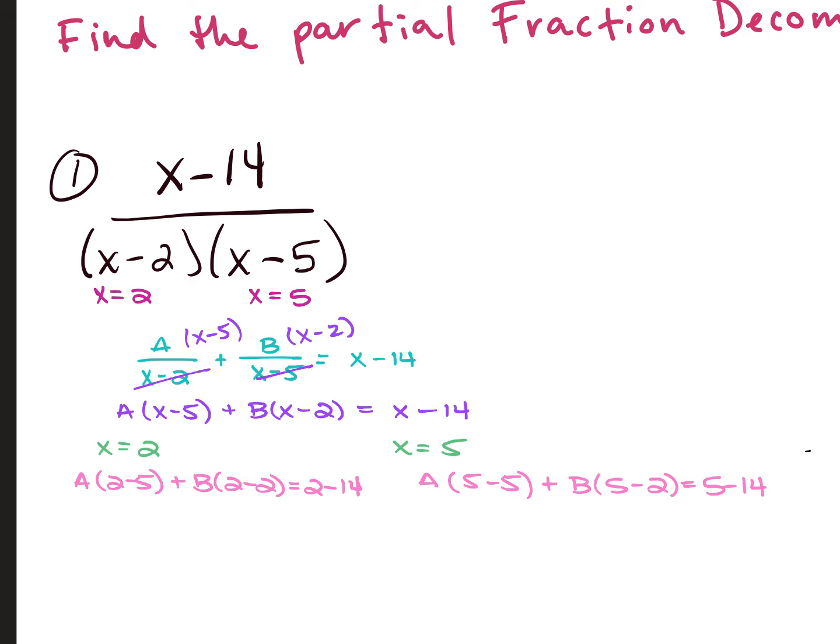Simplifying this using x is equal to 2. 2 minus 5 is negative 3, so that's negative 3A. Plus B times 2 minus 2 is just 0 times B. 2 minus 14 is negative 12. The 0 times B cancels out, so you're just solving negative 3A is equal to negative 12. From here, divide each side by negative 3, and you get that A is 4.